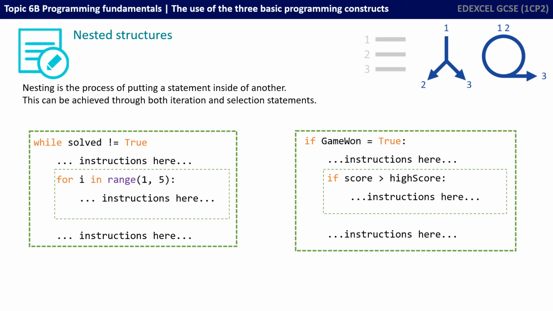Likewise on the right, we have an if statement nested inside an if statement. So we say if the game1 variable equals true, then run an instruction and then run another if statement nested inside. And if score is greater than high score, then we execute the line of code underneath. We then break out to the outer if statement and run one more line of instruction code.